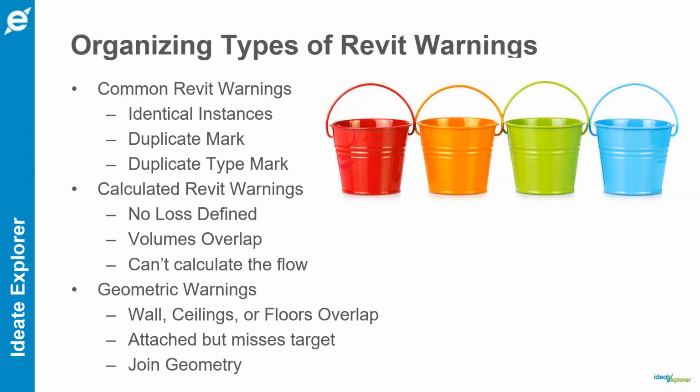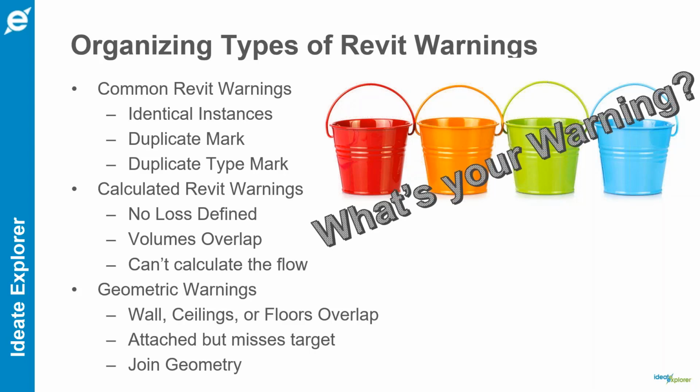Now, at the end of this presentation, I have a survey, very quick, very easy. There's only like 4 questions. I would love to know more about what your burning warnings are when it comes to engineering. What type of things are you finding the most challenging when it comes to reviewing and fixing warnings for engineering projects within Revit?